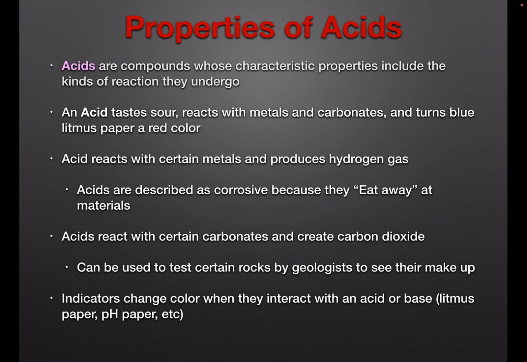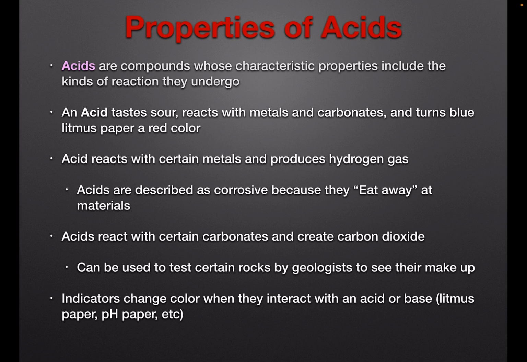So litmus paper is an indicator paper similar to when you dip for pH and it changes colors and you can see what the pH level is. There's a blue litmus paper or a red litmus paper that you can use to test for acids and bases. Acids, again, turn a blue litmus paper a red color.